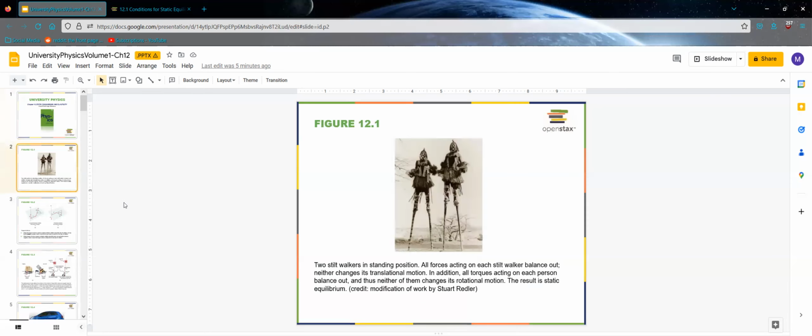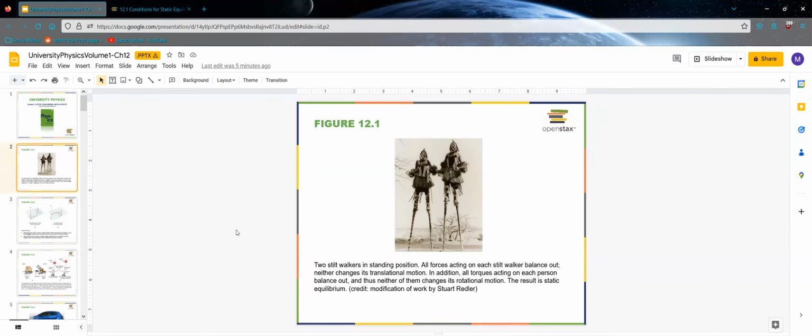First things are equilibrium, and then elasticity. Equilibrium essentially results in summing things to zero. We have stilt walkers in this position here. The stilt walkers are elevated above the ground, and yet they are not moving. There's no translational motion, which means no straight or linear motion. And likewise, there's not really any torquing going on.